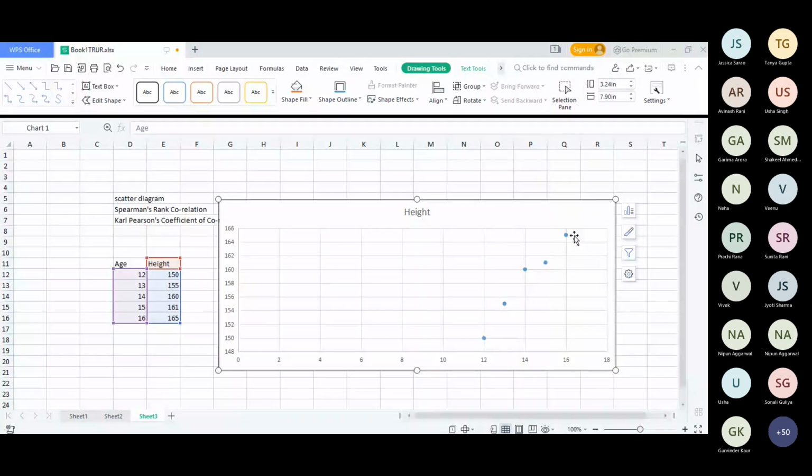So this is the scatter diagram we are getting as a result out of this graph, in which age is showing on the x-axis and height is showing on the y-axis.